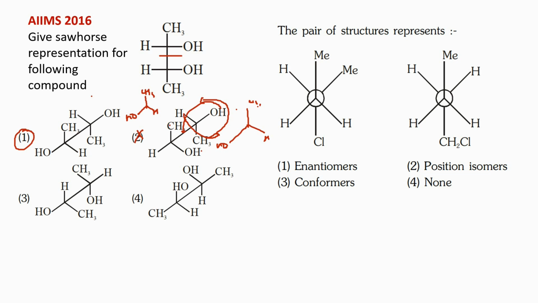Now, this question can be asked differently. Instead of this, I can ask you 4 different conformations of, what is this? Butane 2,3 diol. Correct? Of the ones given for butane 2,3 diol, they can ask which is optically active, or which is meso. Alright? The pair of structures represents. So what do they represent?